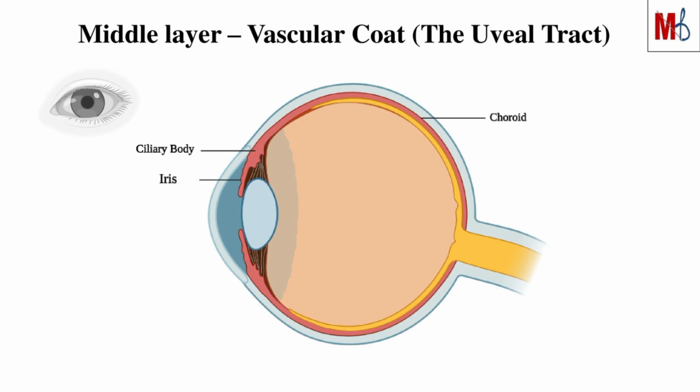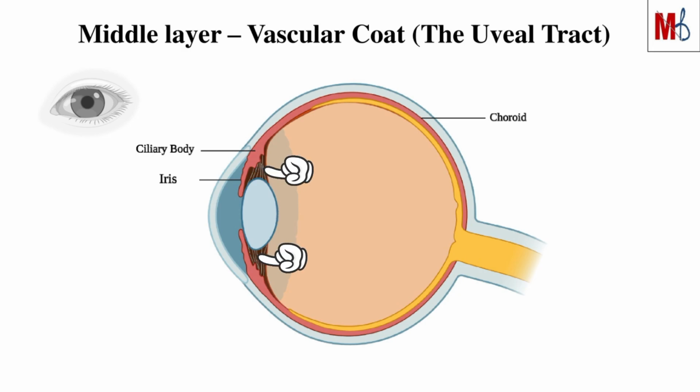The second part of the uveal tract is the ciliary body, which is just the extension of the iris and is present at the backside of the iris. The ciliary body has two main functions. First, it produces aqueous humor, and second, it changes the shape of the lens so that the lens can focus the light rays on the retina. In simple words, this ciliary body contains muscles that regulate the lens.